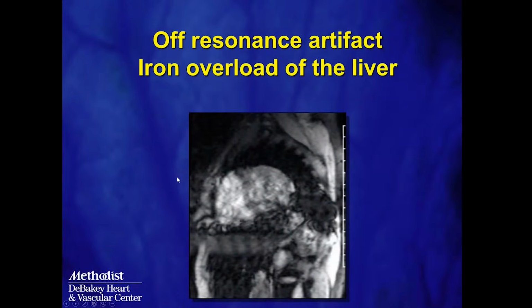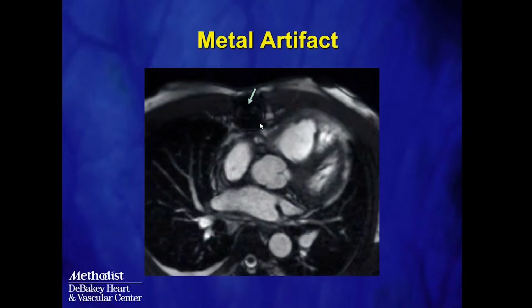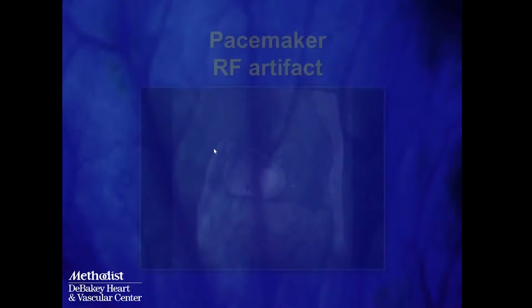Iron, which basically is a superparamagnetic element, will actually create a significant off-resonance artifact and will introduce a lot of magnetic field inhomogeneity, as we can see in this short axis image in a patient who has excessive cardiac iron overload. This is a patient with sternotomy wires, and these are the metal artifacts, which cause susceptibility artifacts because of the loss of the protons.